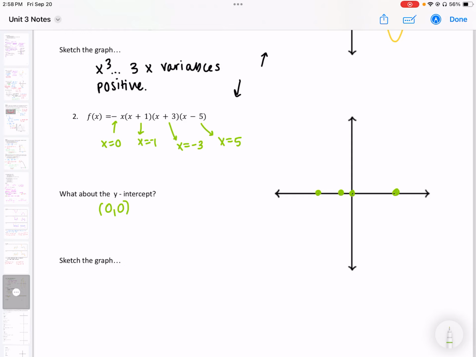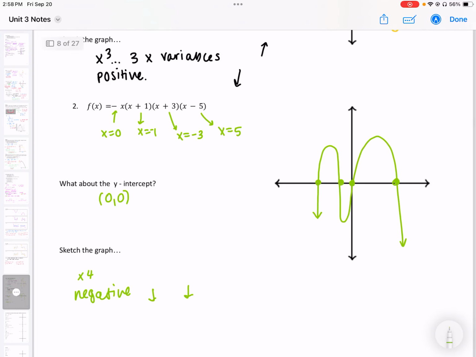I know that this is a power of 4, and it's negative because of the negative up front. So I know my end behavior looks something like that. So I start low, I go up and down and up and down again. So that's going to be the graph of the polynomial, or a sketch, I should say, for this function.